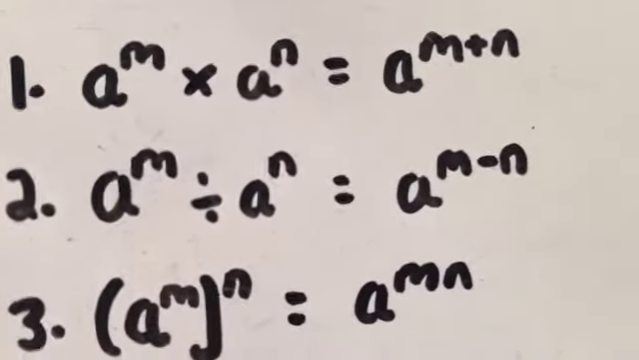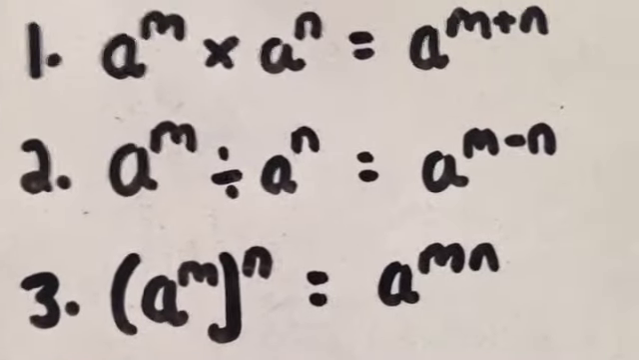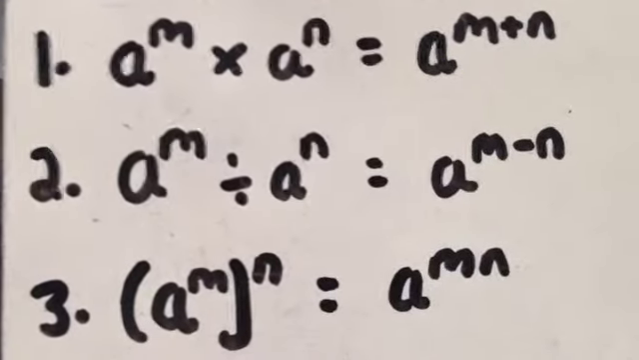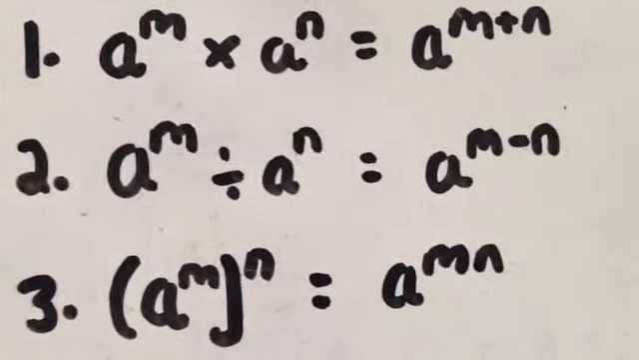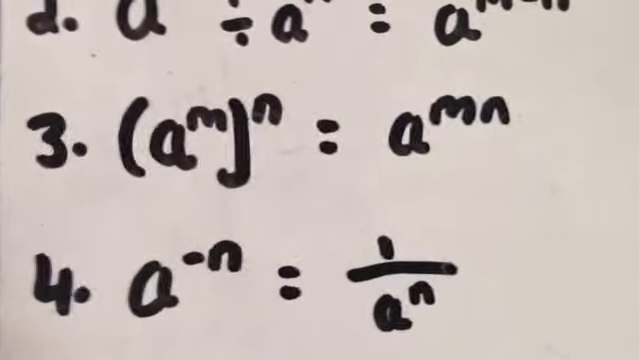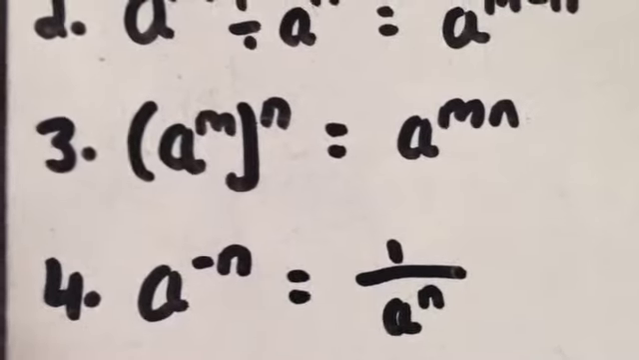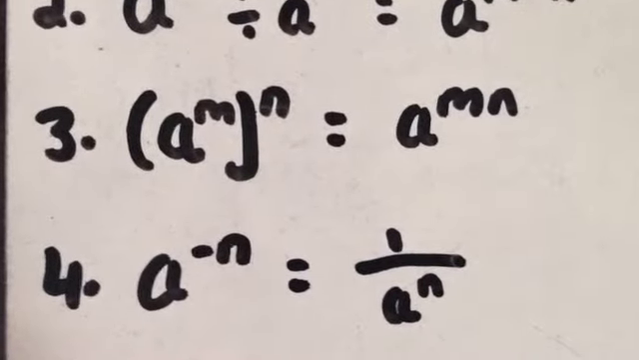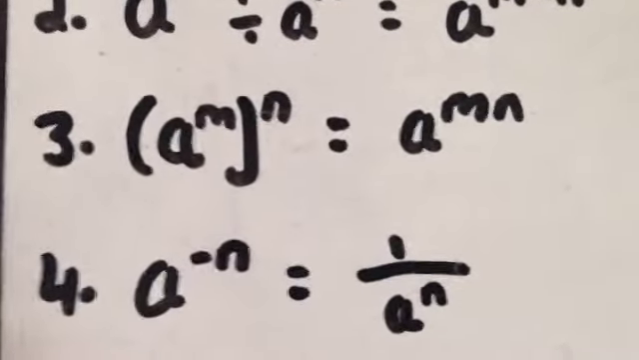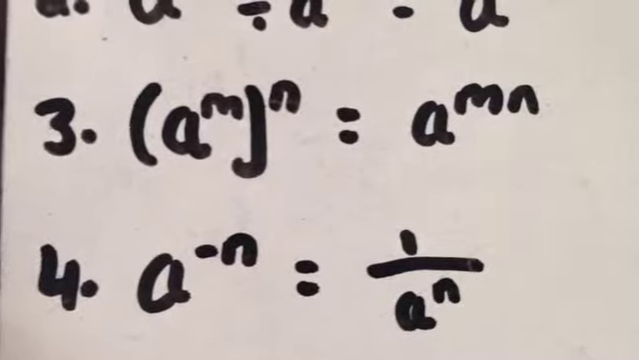You then have the third rule, a to the power of m bracket to the power of n. Here you just have to multiply m and n. So a to the power of m multiplied by n. The fourth rule is a to the power of minus n. So for this you have to find the reciprocal of a. So a could be any integer, but in this case get the reciprocal of a. So the reciprocal of a is 1 over.